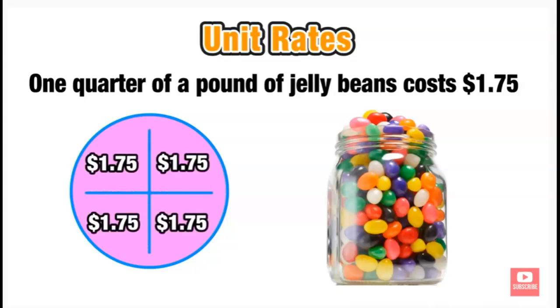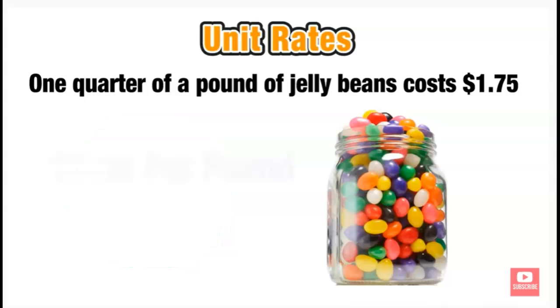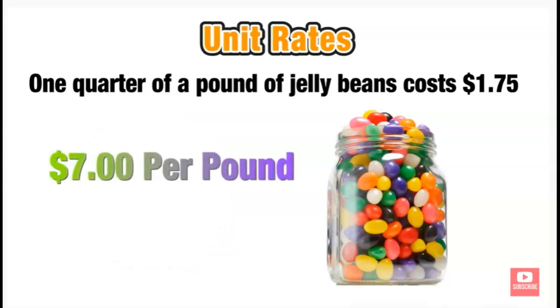So again, we knew the price for 1/4 pound, and we wanted to figure out the unit rate for 1 full pound. So we had to do 1.75 times 4, which was equal to 7. So we concluded that these jelly beans cost $7 per pound.